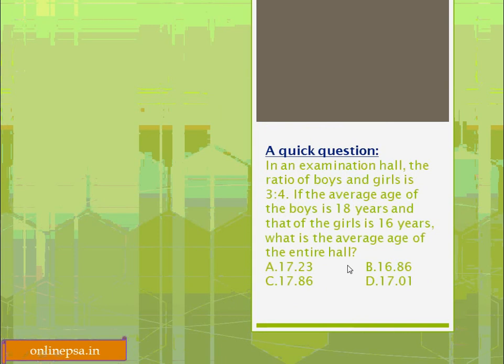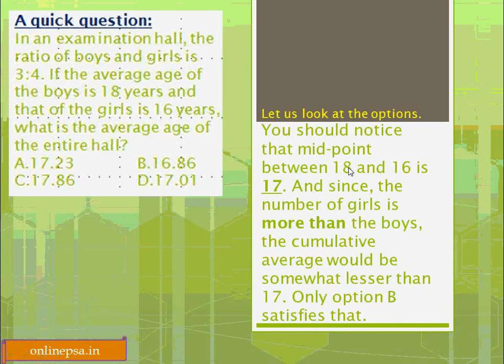Now, you notice that 18 and 16 were the averages given, so the midpoint value was 17. And now, the girls were more in number compared to the boys, and that's why the cumulative average would be lesser than 17. Only one option, which is B, satisfied that.